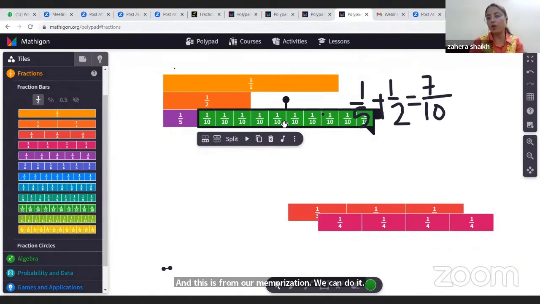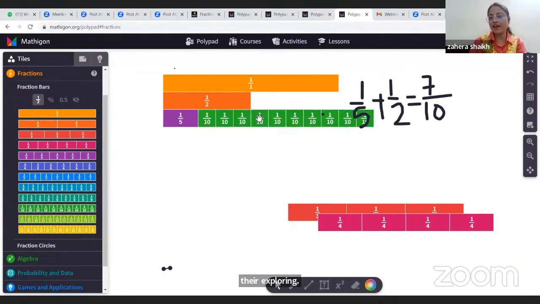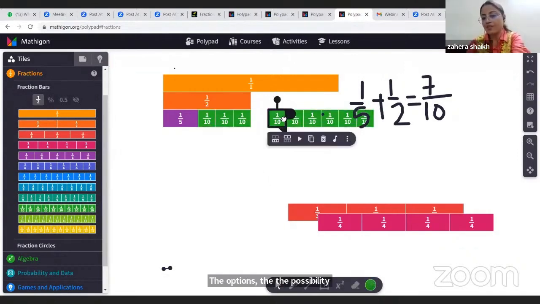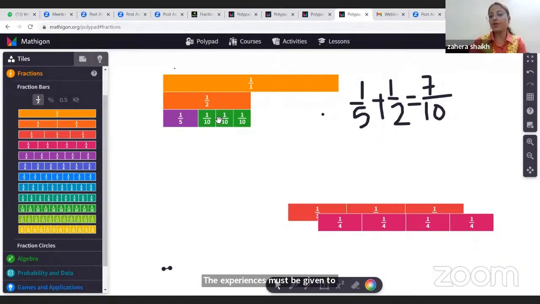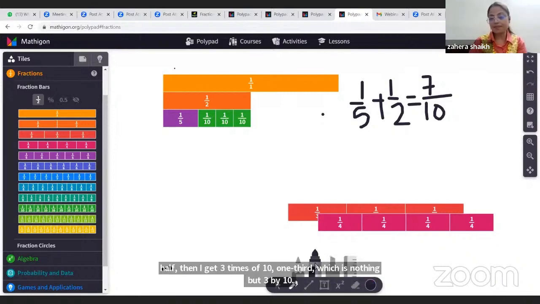They are trying, they are exploring the options, the possibilities, and then they are learning through their own experiences. So to build flexibility, the experiences must be given to the children. They should own their own learning. They understand, okay, if I subtract 1/5 from 1/2, then I get 3 times of 1/10, which is nothing but 3/10.